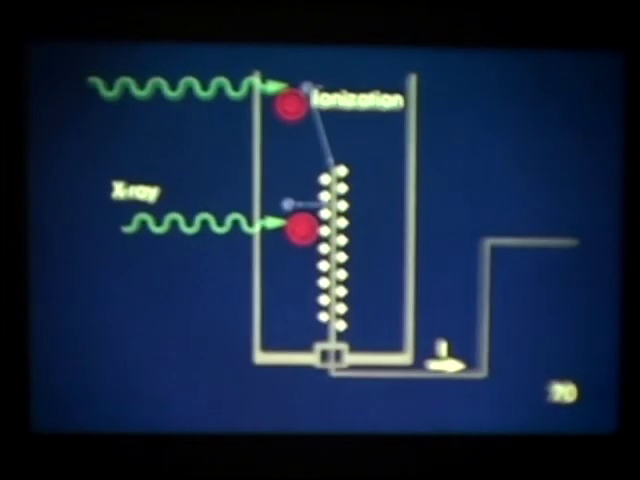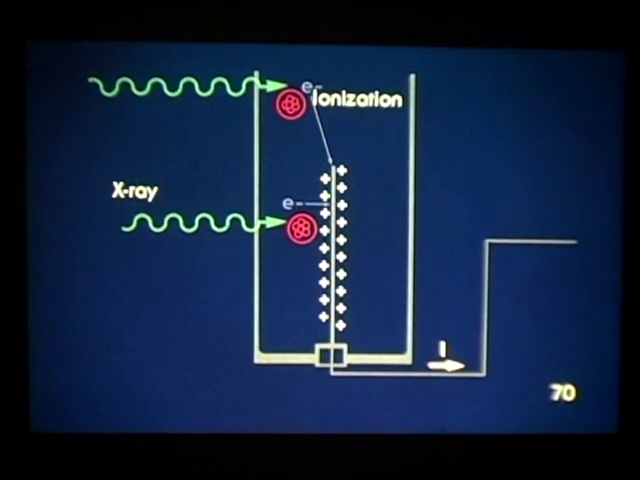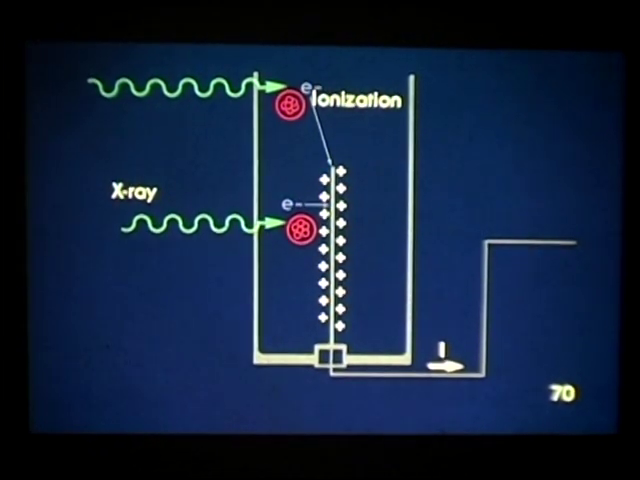Number 70. When an X-ray strikes the gas in an ionization chamber, it knocks electrons out of the gas molecules, as shown at the top of this visual. These electrons are then collected by a positively charged central electrode and are sent on to the comparator as a current, I.